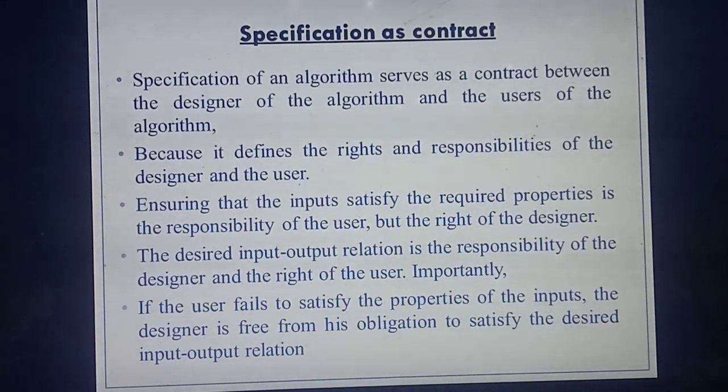So next one is specification as contract. Okay. So what do you mean by contract? You might have heard this word, contract. For example, a particular person is going to build a house. The person has a lot of aims regarding his house. So his house may be like this.